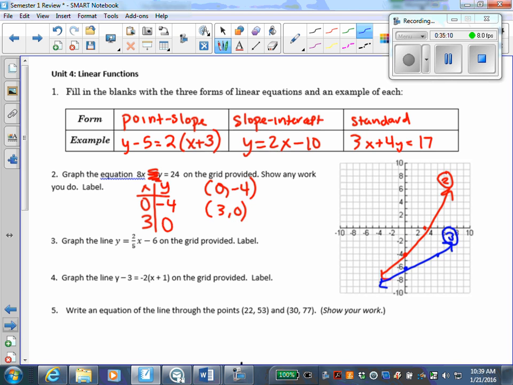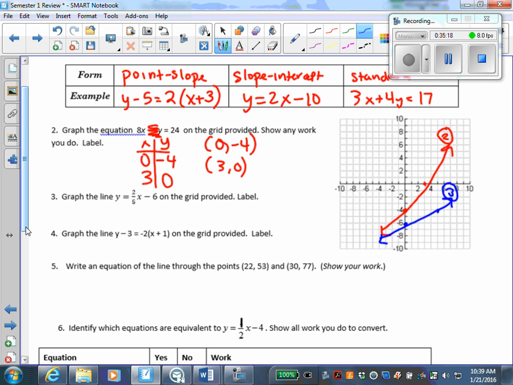Okay, number 4, graph the line y minus 3 equals negative 2 times x plus 1. That is point slope form. I need to identify the point in here. Remember, it goes y minus y1 equals m times x minus x1. My point is x1 comma y1, which in this case, my x1, it says plus 1 here. That means there's really a negative 1. It's x minus negative 1. I want to give the number that's being subtracted from the x. And then my y1 is a positive 3. So that's my point, negative 1, 3, and my slope is negative 2.